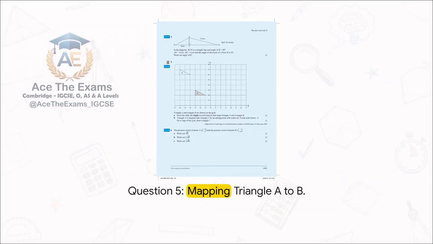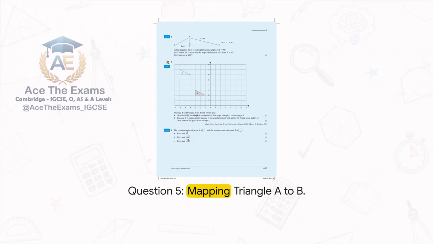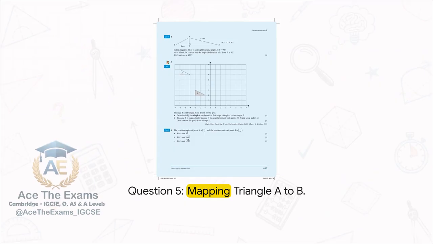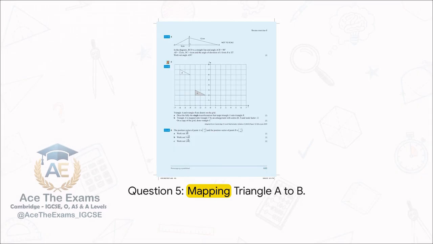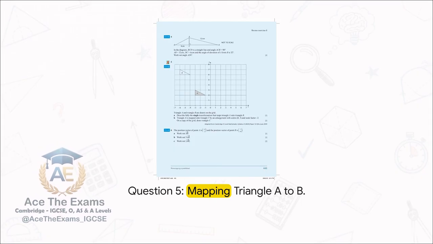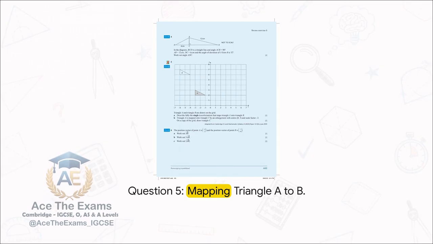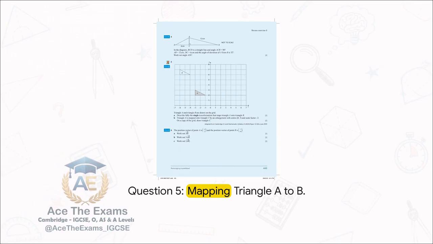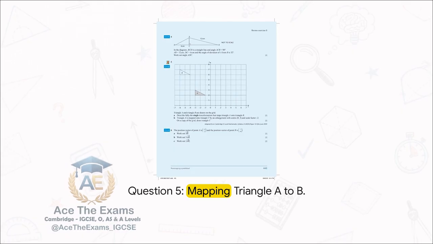By isolating the grid in question 5, we immediately see that we need to define the geometric relationship between these two simple shapes. Let's look at a classic flawed answer for question 5a, which asks to describe fully the single transformation that maps triangle A onto triangle B. A rushed student might just write, it's a translation that moves up and to the left. Can you spot the exact reason this answer loses marks?